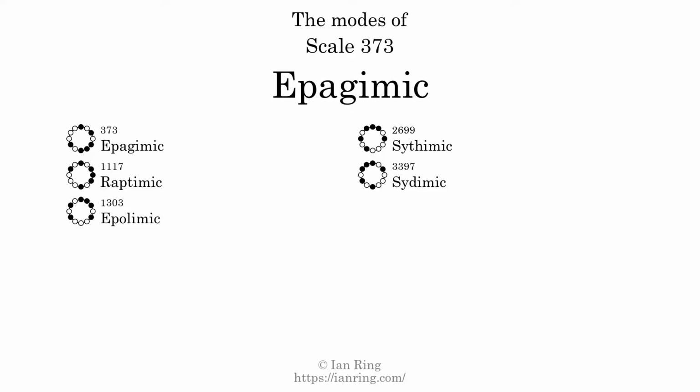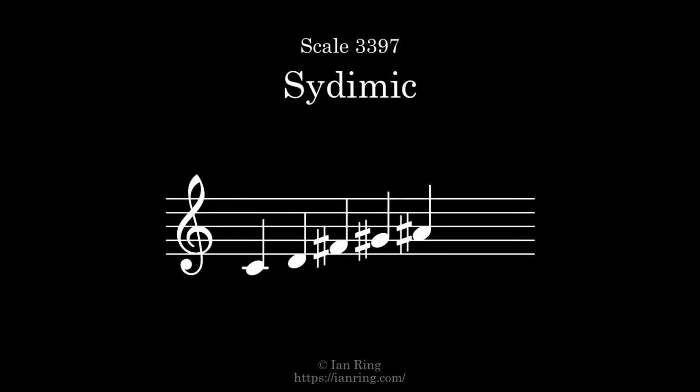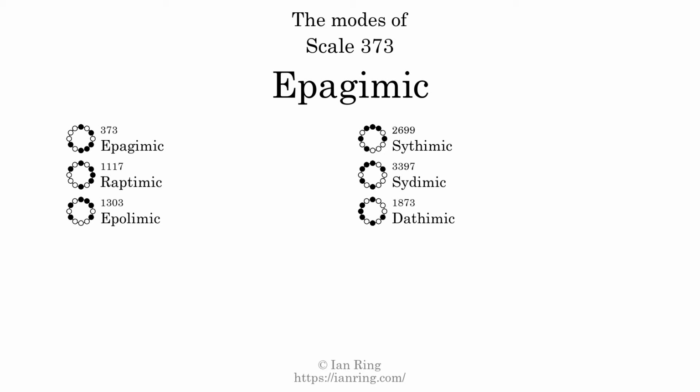The fifth mode is scale 3397, also known as hexadimic. It sounds like this. The sixth and last mode is scale 1873, also known as dithemic. It sounds like this.